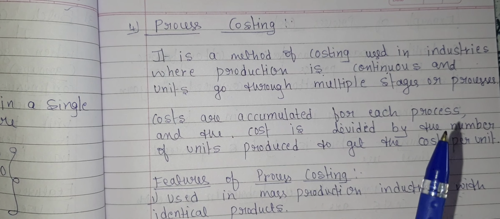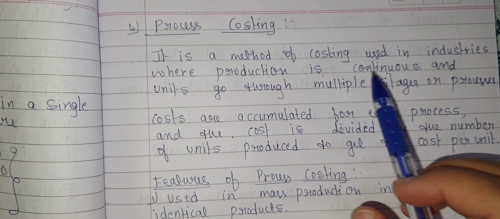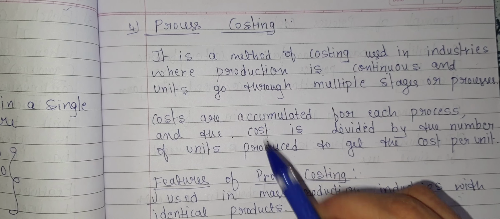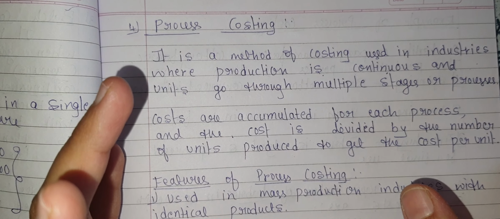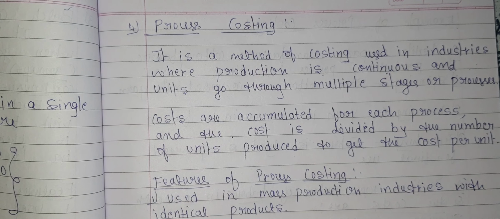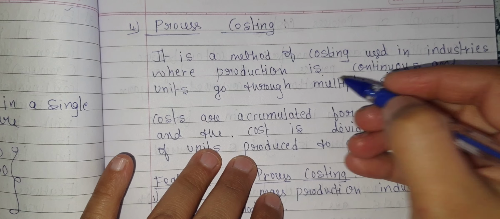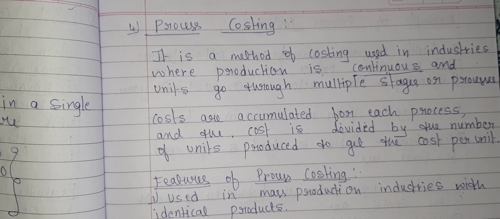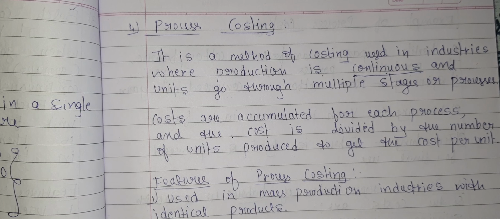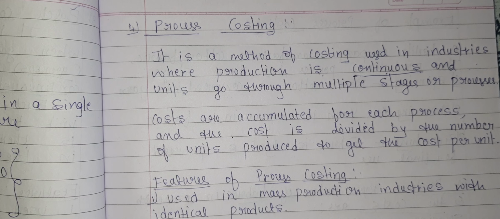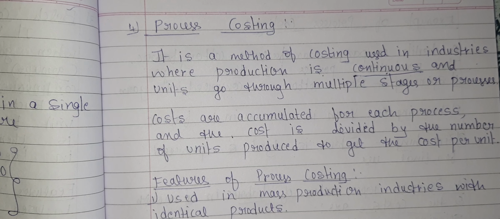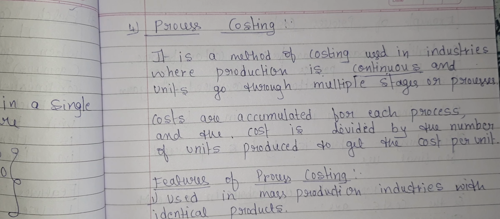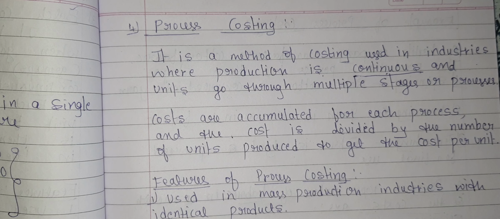This is process costing. It is a method of costing used in industries where production is continuous and units go through multiple stages or processes. Here the production is continuous, meaning even if there is no demand, the company will produce the goods. And these units go through multiple stages or processes, meaning the raw materials go through various stages until the final product is ready.